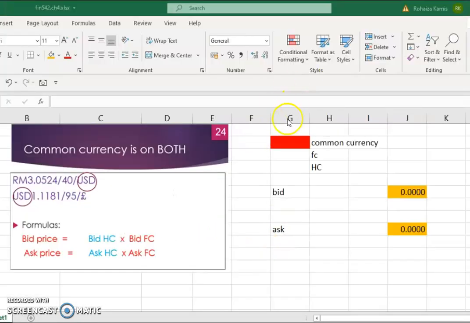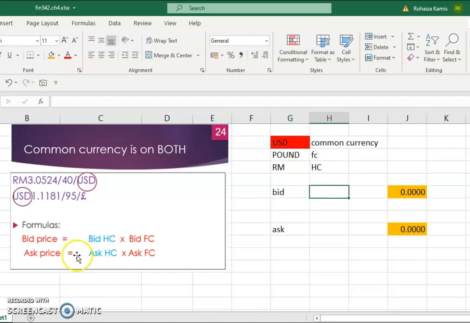So now you want to calculate for both sides. You need to identify the common currency. What is the common currency for both sides? The common currency is USD. Why? Because we can see USD in both quotations. Then we need to identify, in between RM and pound, which is the strongest one. Definitely the pound is the strongest compared to the RM. So the pound will be the foreign and RM will be the home.